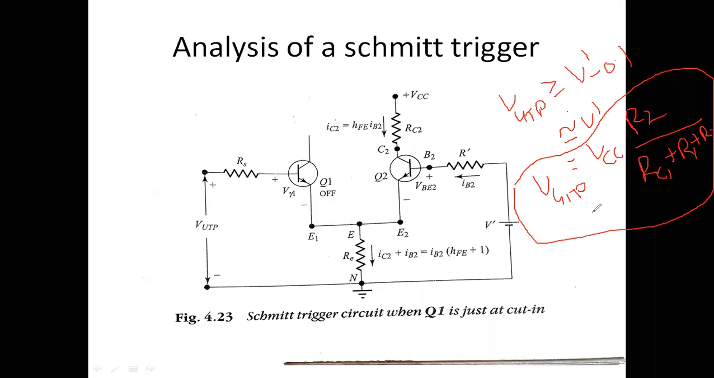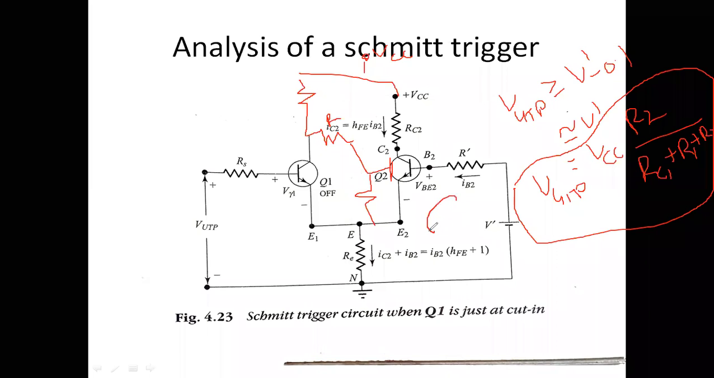The upper triggering voltage is approximately equal to VCC into R2 by RC1 plus R1 plus R2. That means the RC resistance, the R1 resistance connected to the base of this transistor, and the R2 resistance, these three resistances and the applied voltage VCC, these four parameters affect your upper triggering point. Therefore, from this we can conclude.